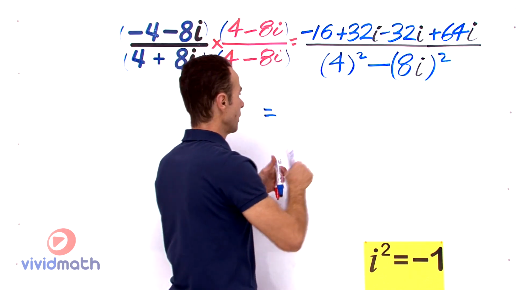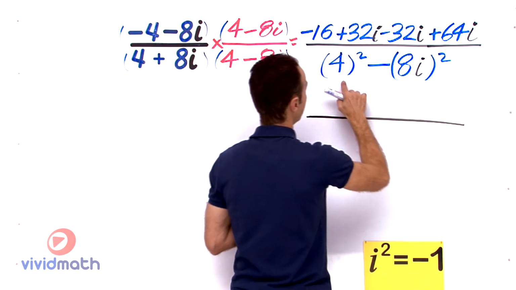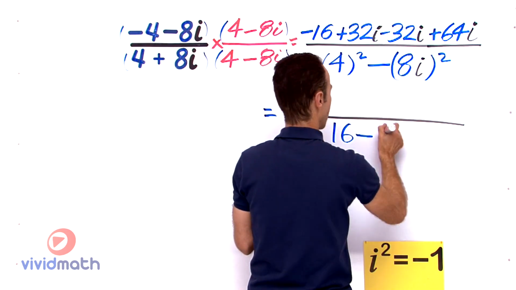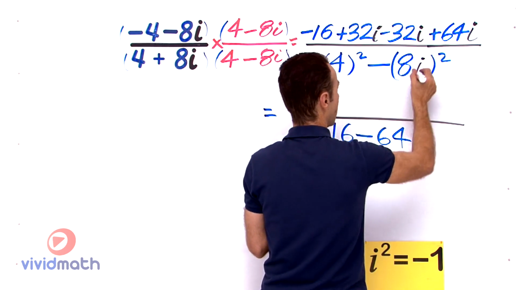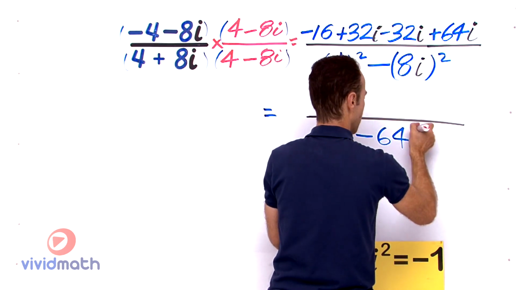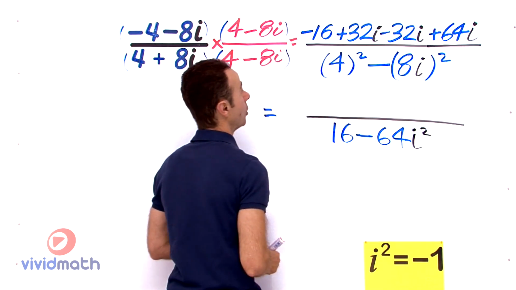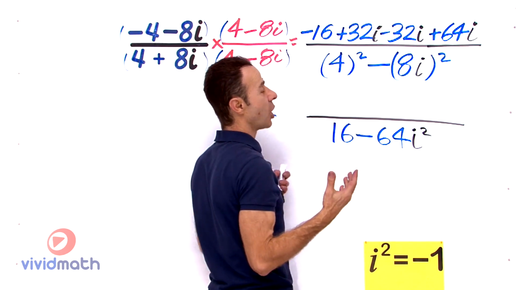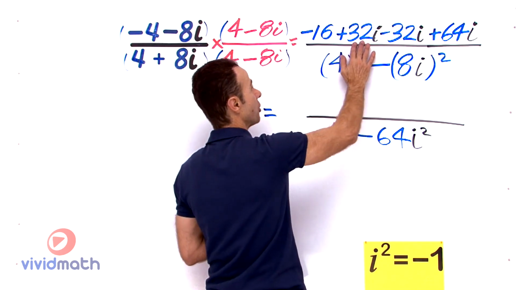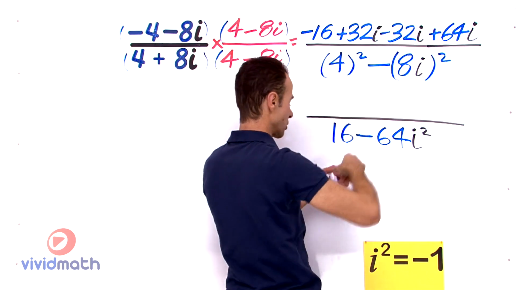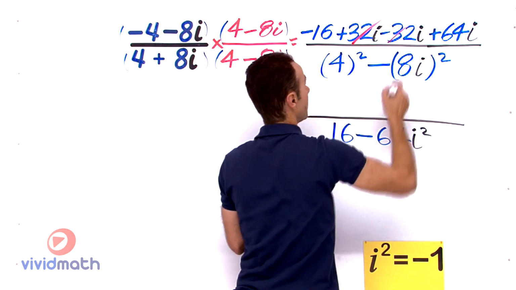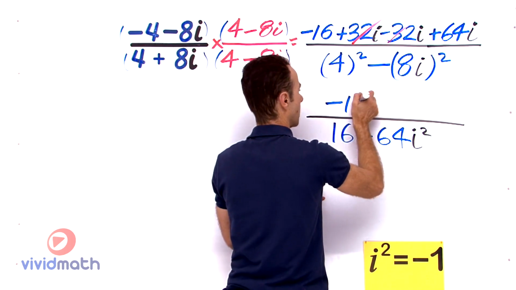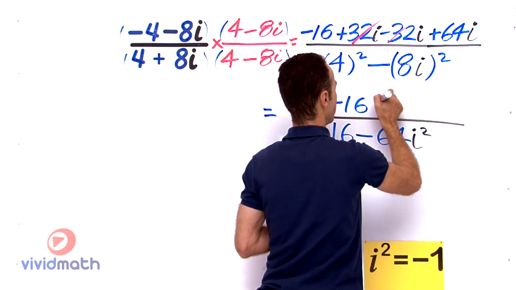Let's go to the bottom first. 4 squared is 16. 16 minus 8 squared is 64, and that becomes 64i squared. Let's go to the top. We have similar terms. We can combine them. They're both imaginary, but they're opposite, so they may cancel. So we've got plus 32i minus 32i. They cancel, they disappear. So what we're left with is minus 16, and we've got plus 64i.